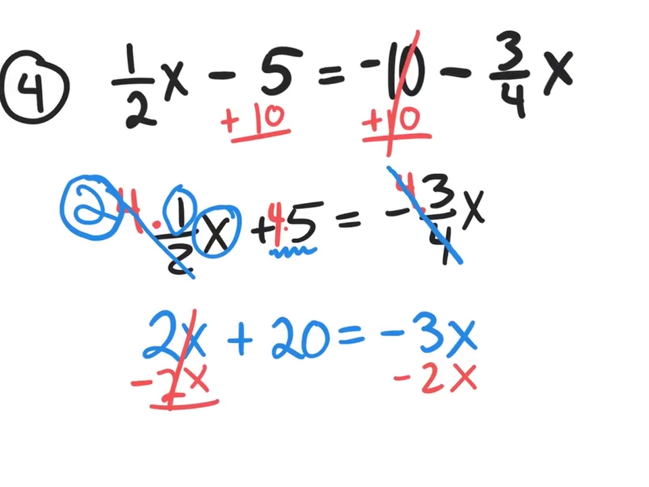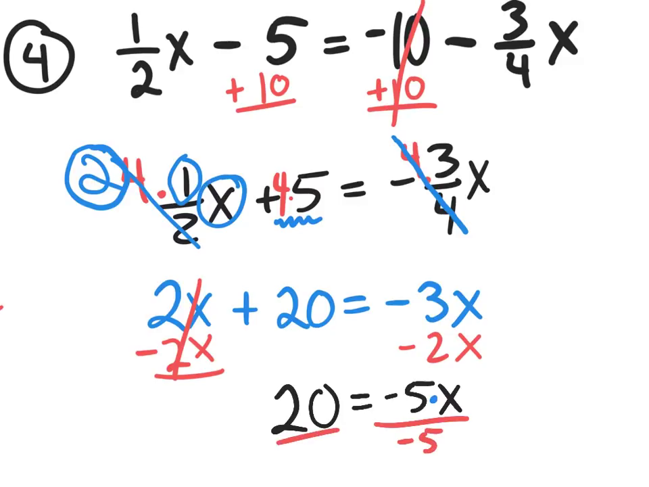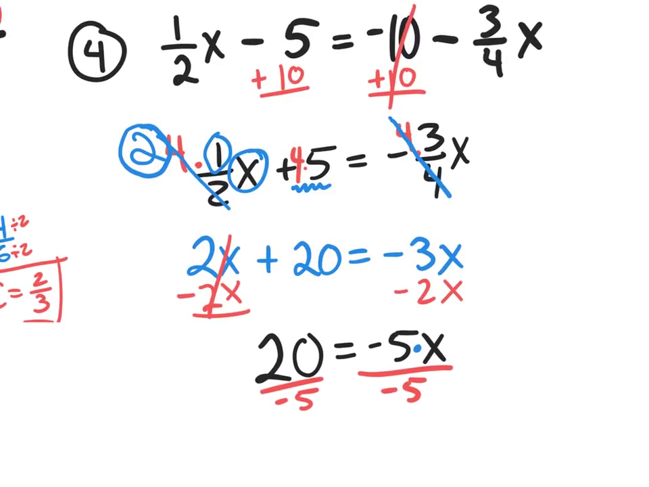So your new equation will be 20 equals negative 5x, which means negative 5 times x. And the way to get rid of that would be to do the opposite, which is divide by that same exact negative 5 value. What you do to one side, you do to the other. And your final answer is going to be negative 4 equals positive x. X equals negative 4.